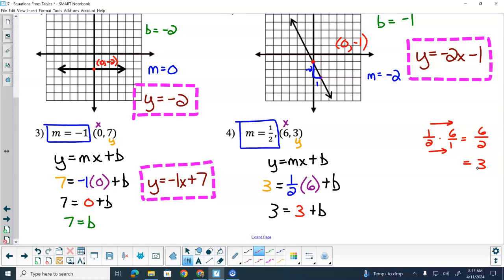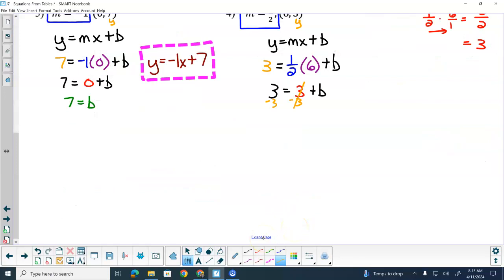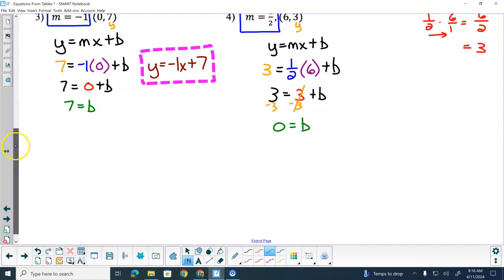How would you go about solving this one for b? You subtract 3 from both sides, right? Then those go away. And what did you get for a b value then? 0? Yeah, exactly.